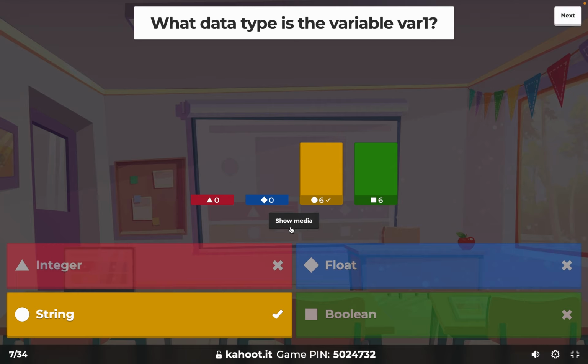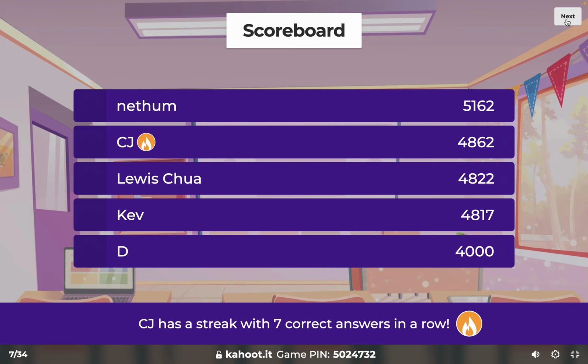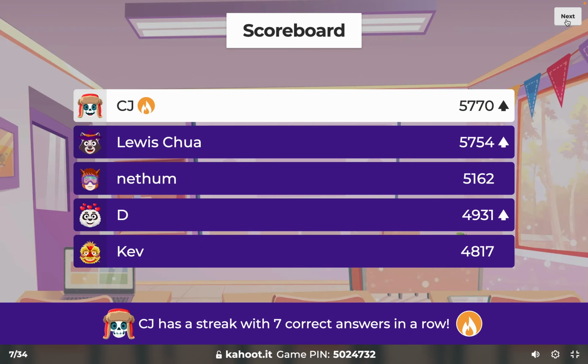Yeah, guys, come on. It's got a quotation mark. We're looking at a quotation mark, okay? That's a string.